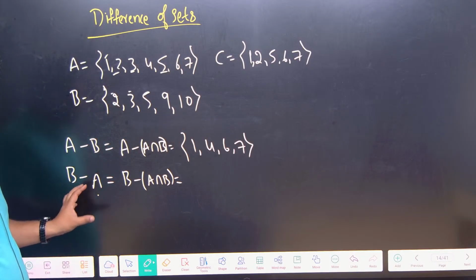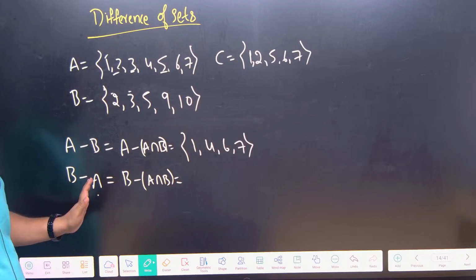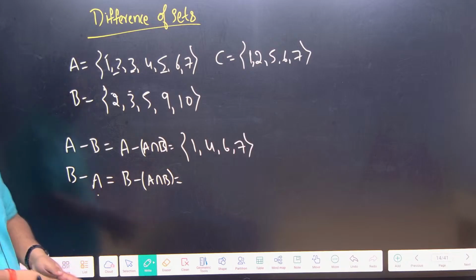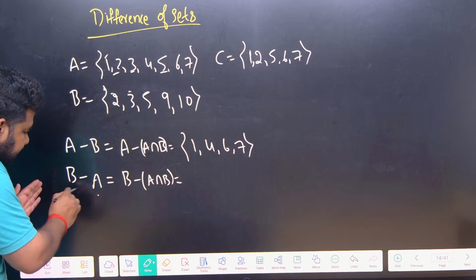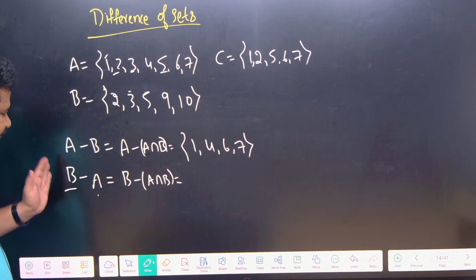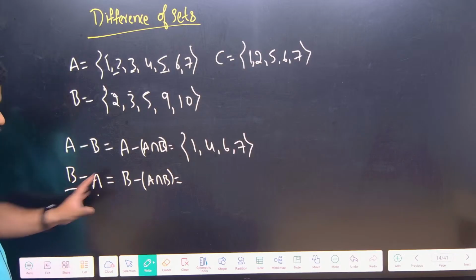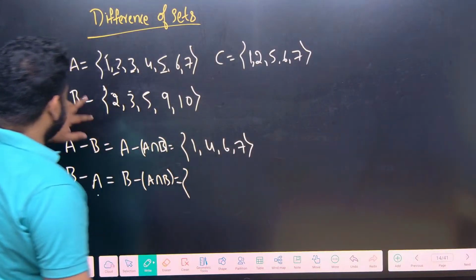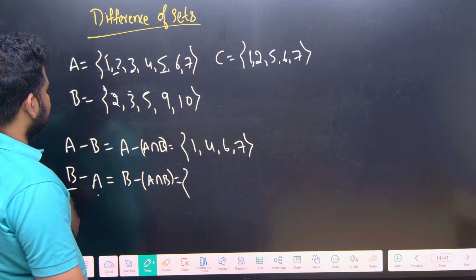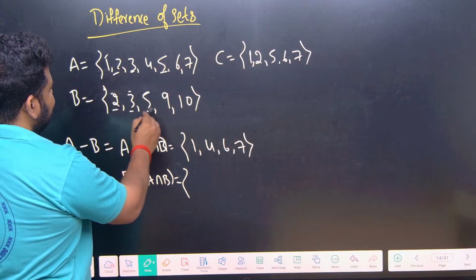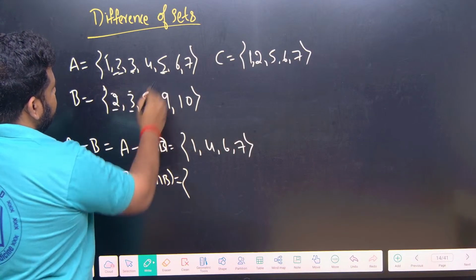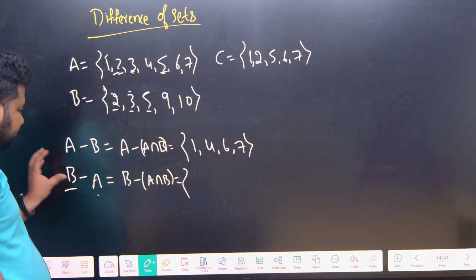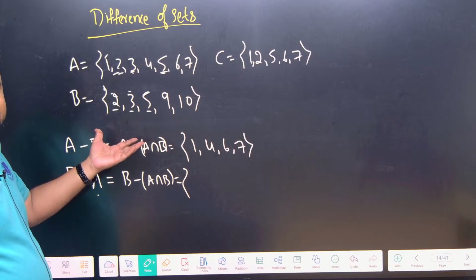Now B minus A. What is common between B and A, you see, and remove those common elements. Then whatever is left over in set B, because you are subtracting from B, you write it. What are the common things between B and A? 2, 3, 5. So you remove 2, 3, 5 from B. The things that are left over in B, you should write as the answer.